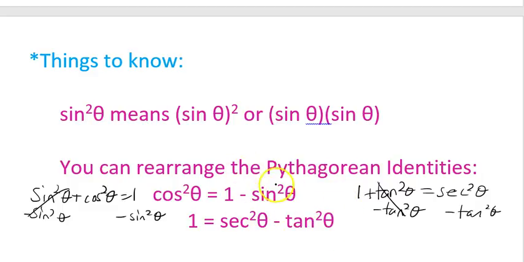So when I am substituting, if I have cosine squared and I need to substitute something in, I can substitute 1 minus sine squared. Or if I have 1 minus sine squared in a problem, I can substitute in cosine squared. Because those two are equal, they can replace each other. And the same thing down here. If I have secant squared minus tangent squared in a problem, I can replace that with 1, substituting that in.